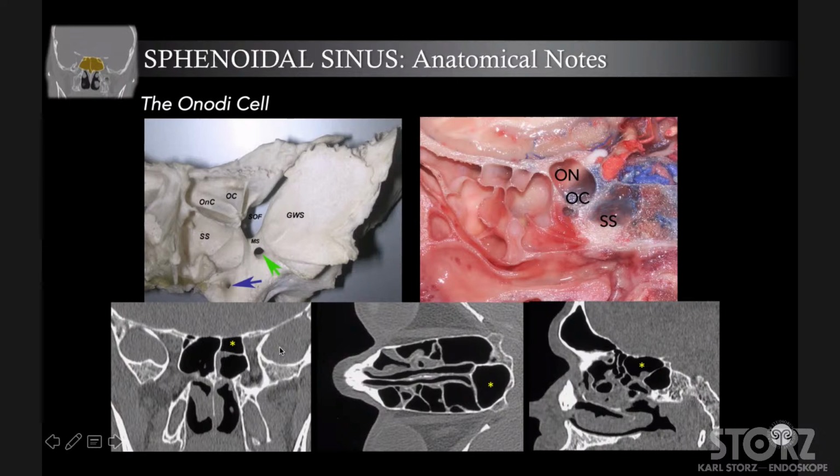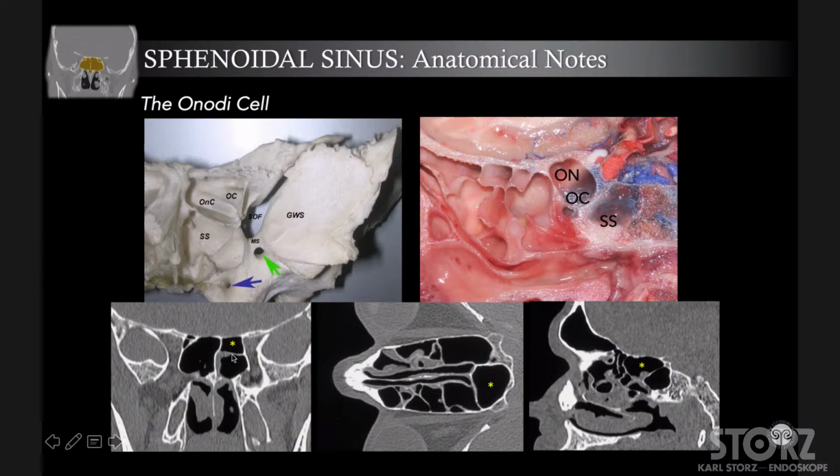Why is the Onodi cell so important? First, because you can have problems in distinguishing the Onodi cell from the sphenoid sinus. Remember, the Onodi cell usually has a flat floor. Conversely, in the sphenoid sinus, there is a concavity. So it's important to understand that there is an Onodi cell because you have to open the true sphenoid sinus below and not leave that closed.